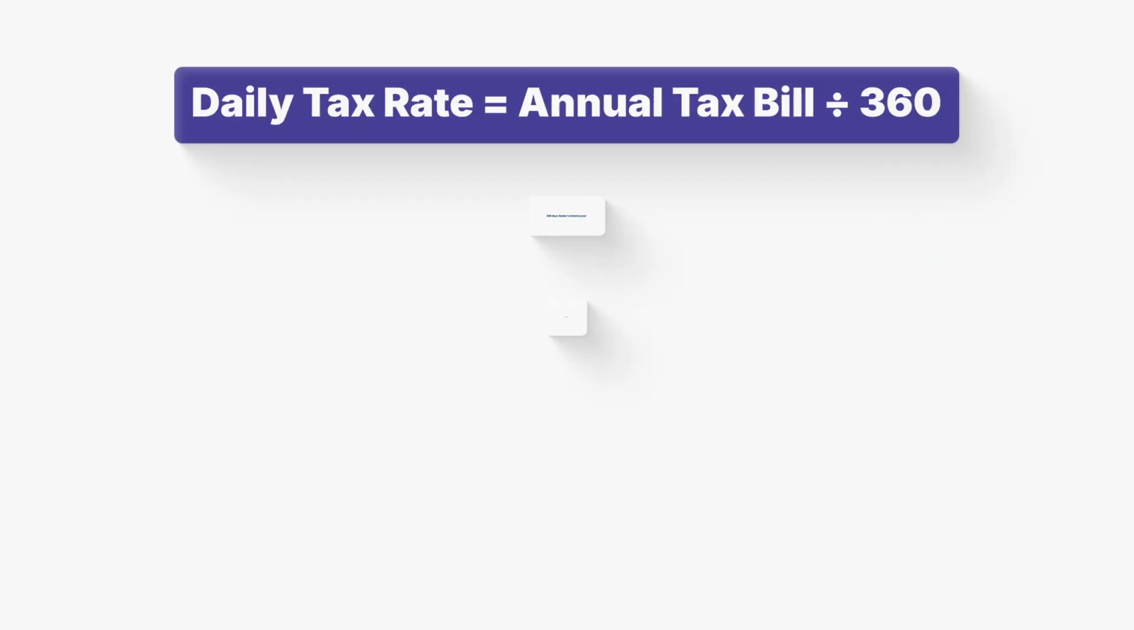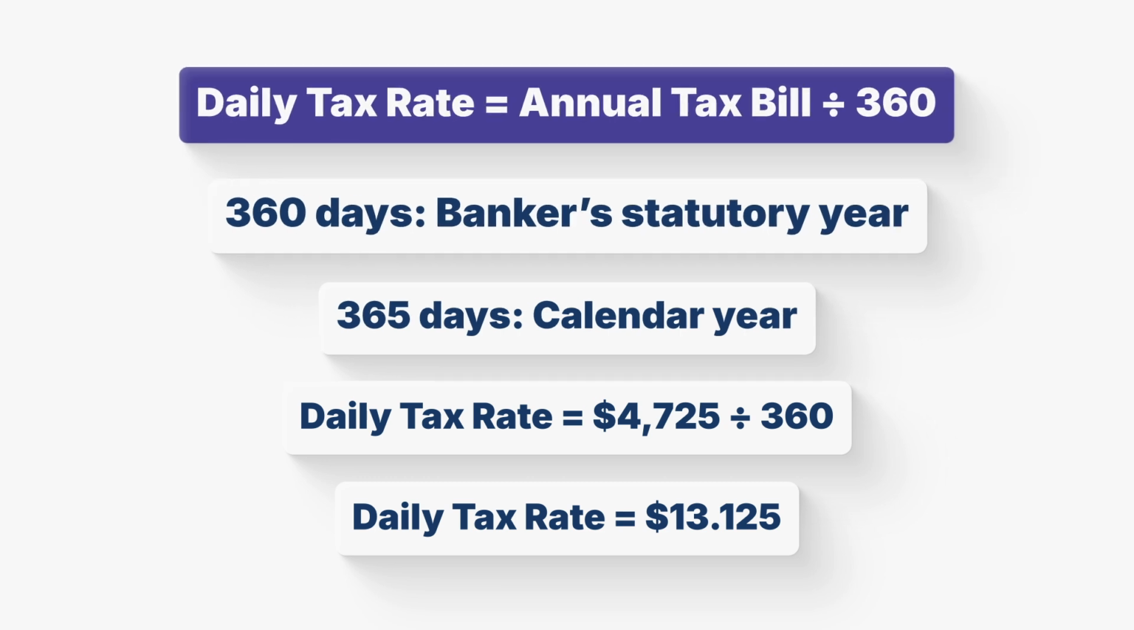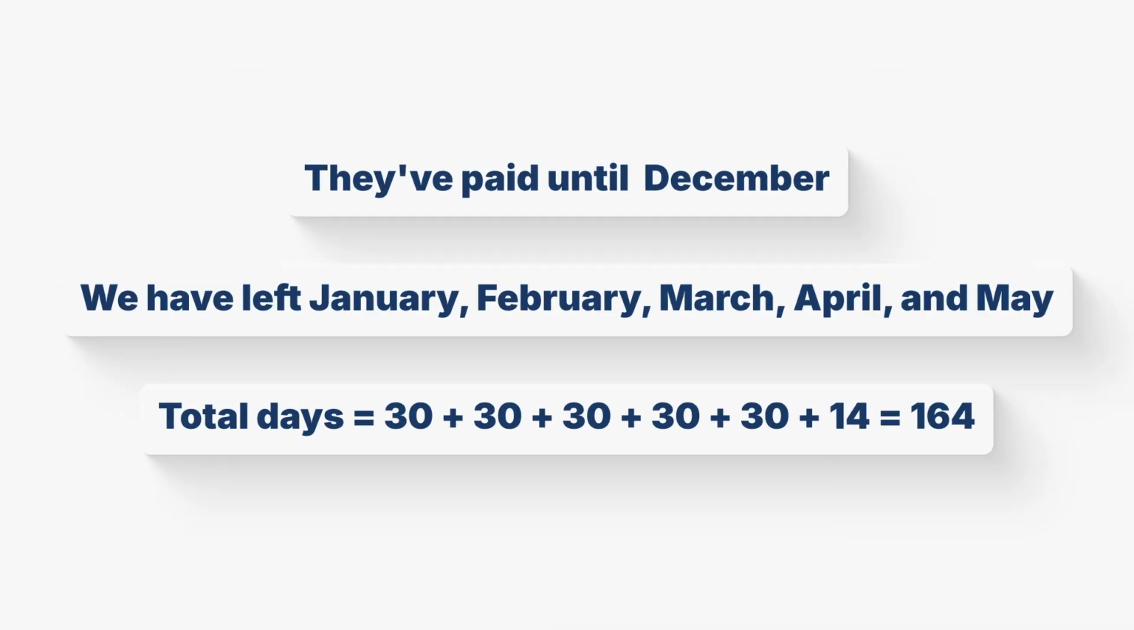The daily tax rate equals annual tax bill divided by 360 days. We use 360 days because the problem specifies a banker's statutory year. If it had stated a calendar year, we would divide by 365 instead. So, daily tax rate equals $4,725 divided by 360 equals $13.125. The question says they've paid until the previous year.